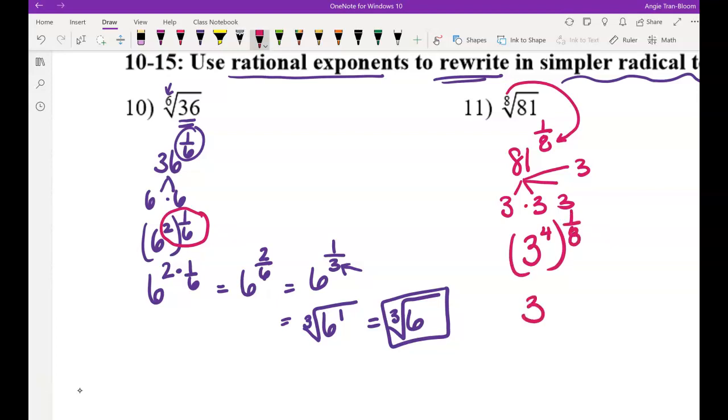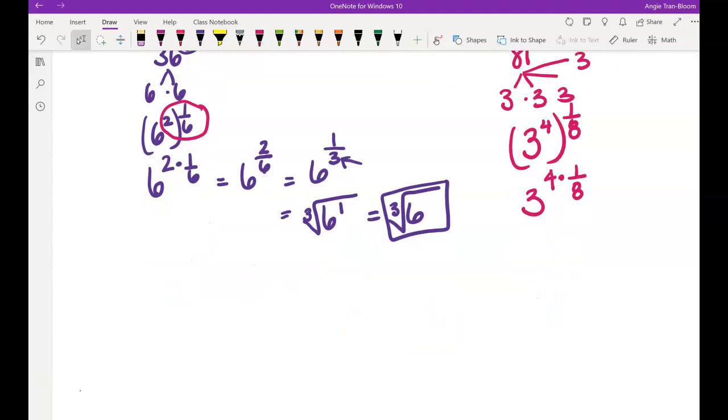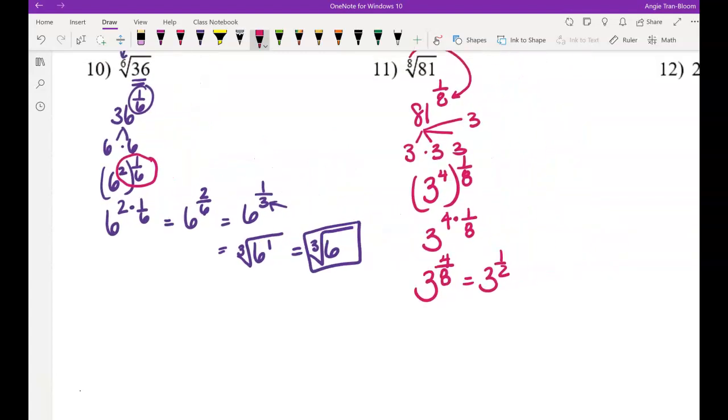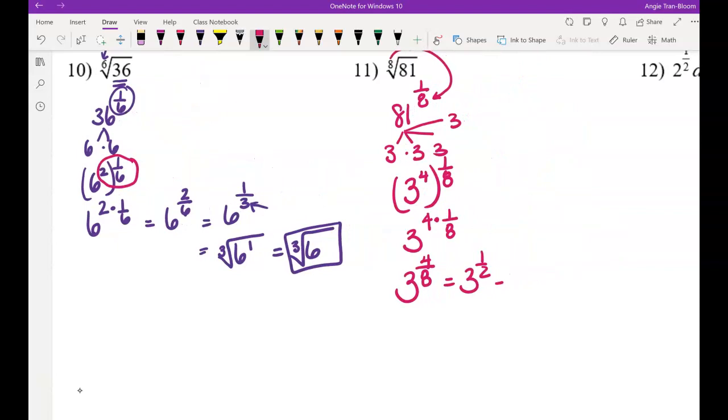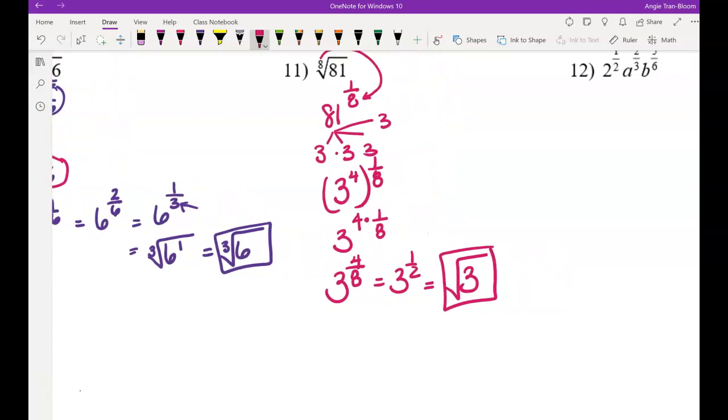And then power to the power, we multiply. So it's going to be 4 times 1 over 8, which is really 3 to the fourth over 8. Reduce that down to 3 to the 1 half. But it wants us to write it in the simplest radical form. So index is 2, but we don't really write a square root. So we write it as square root of 3. I'm sorry, we don't write the index 2 because we know it's just going to be a square root.